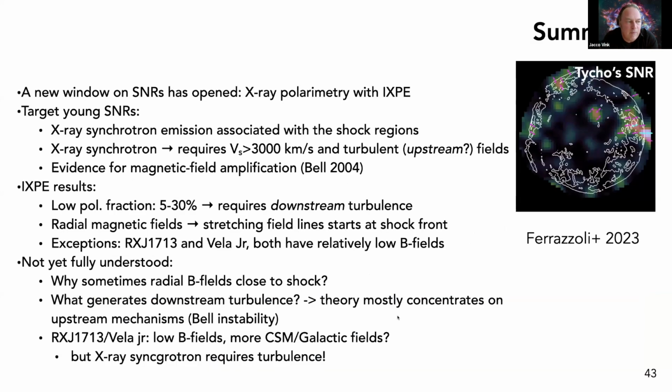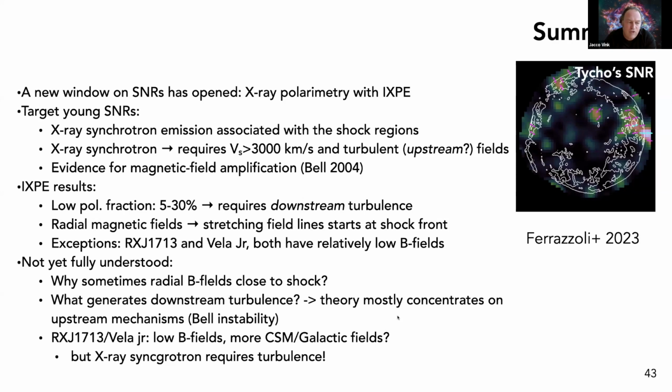And so here is my summary. With IXPE, we have a new window on studying supernova remnants and the magnetic field geometry, which is very important, of course, for assessing the cosmic ray acceleration properties. We targeted young supernova remnants because only these have X-ray synchrotron radiation, where we expect polarization from. The X-ray synchrotron radiation is only there if you have a shock velocity of more than 3,000 kilometers a second and a very turbulent upstream medium. And in those remnants, we already have evidence for magnetic field amplification.